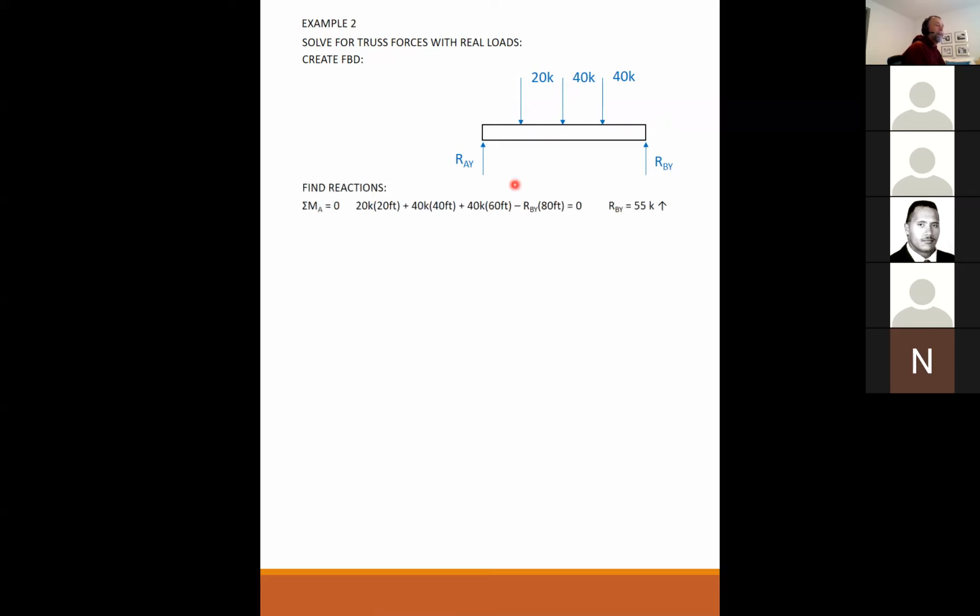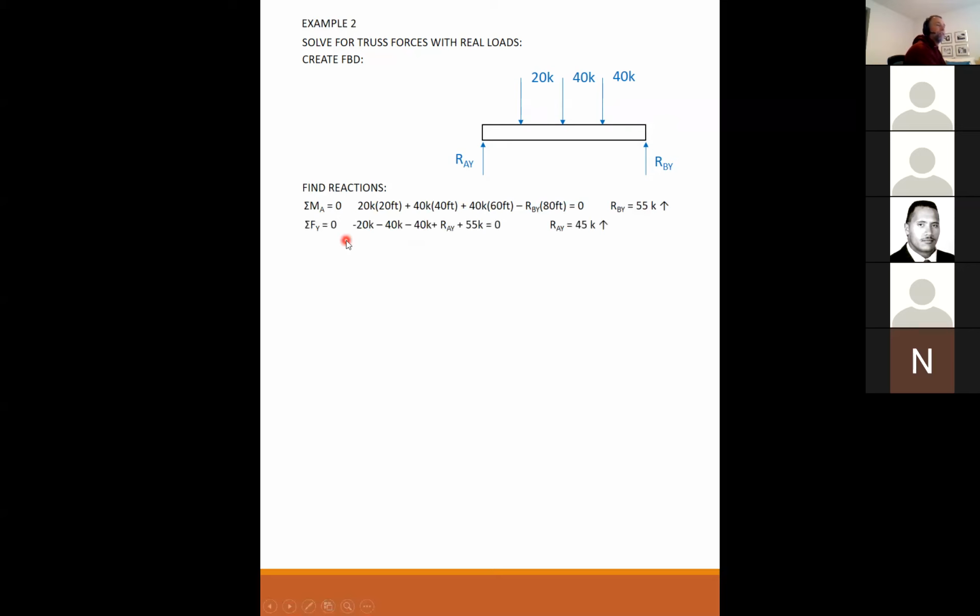So now we have to do it all over again. Isn't this fun? Now we solve the truss again with our real loads. So I need to find my reactions. I know this isn't a beam, but in terms of moment arms in the horizontal direction, it's easier to visualize the truss with the 20, 40, 40 kips as a beam. And we can find our reactions by just summing the moments and divide by 80, the total width. I get 55 kips on RBY.